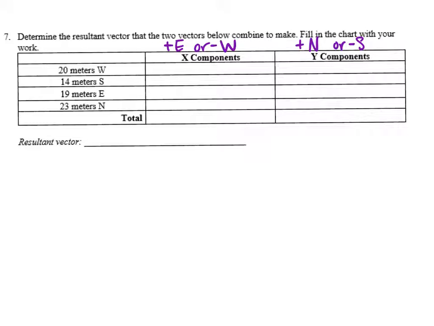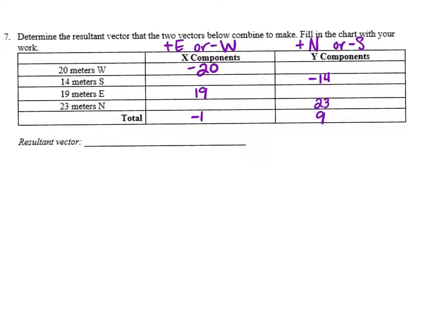So for the first one, 20 meters west, that would go in the x column, and we're going to make that negative 20. For the second one, 14 meters south will be negative 14 in the y column, and then 19 east will go in the x column, and then 23 north will stay positive in the y column. So again, all I did was put them in the columns that they belong in. Your next step is to add up each column. In the x column, we get an answer of negative 1, and in the y column, we get an answer of positive 9.